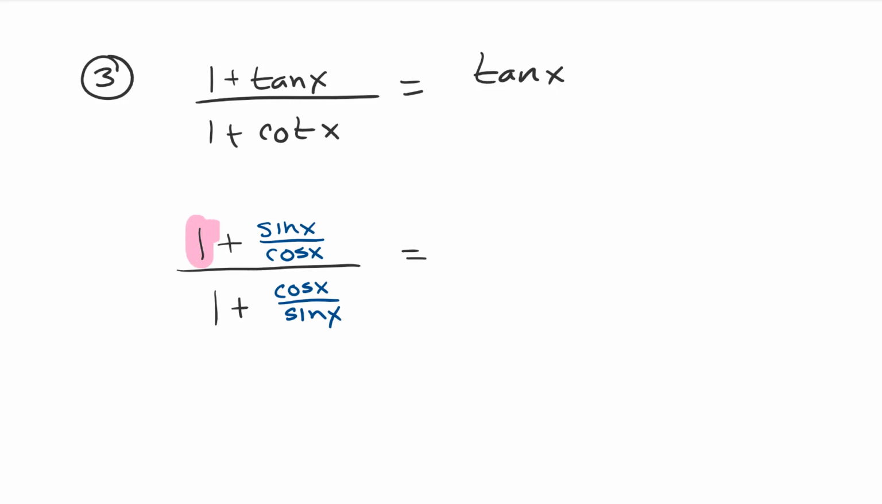So we have options. We can call this cosine over cosine and add it together. We could call this sine over sine and add it together. Or we could just multiply by the least common denominator, sine times cosine, and we can clean everything up real simply. Sine of x cosine of x over sine of x cosine of x.